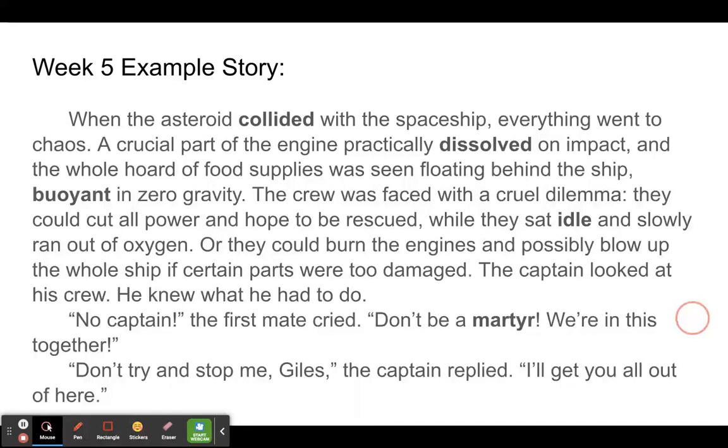They could cut all power and hope to be rescued while they sat idle and slowly ran out of oxygen, or they could burn the engines and possibly blow up the whole ship if certain parts were too damaged. The captain looked at his crew. He knew what he had to do.